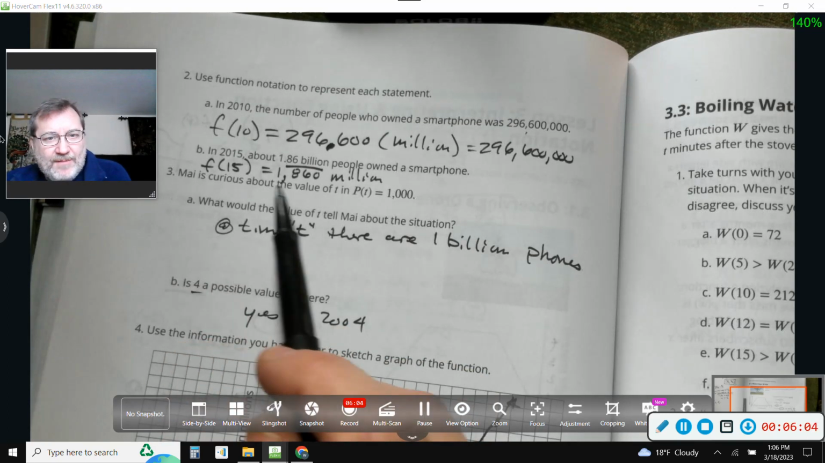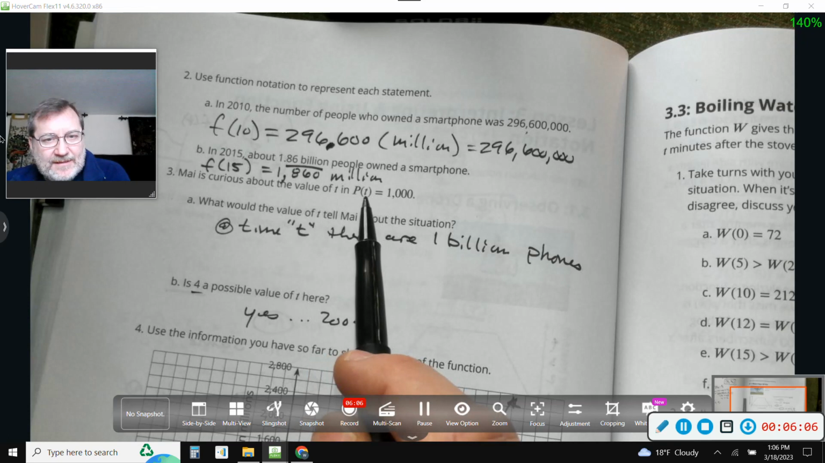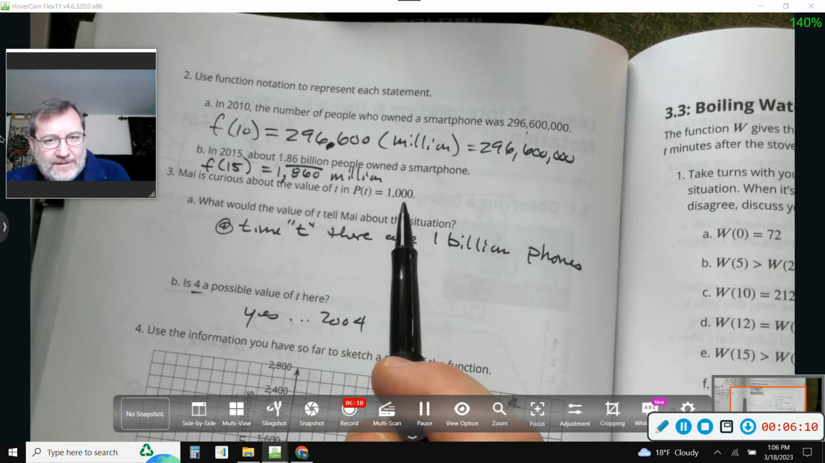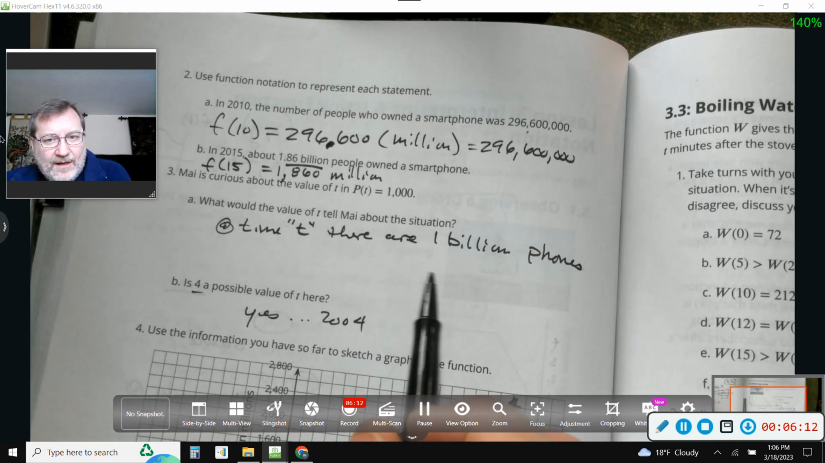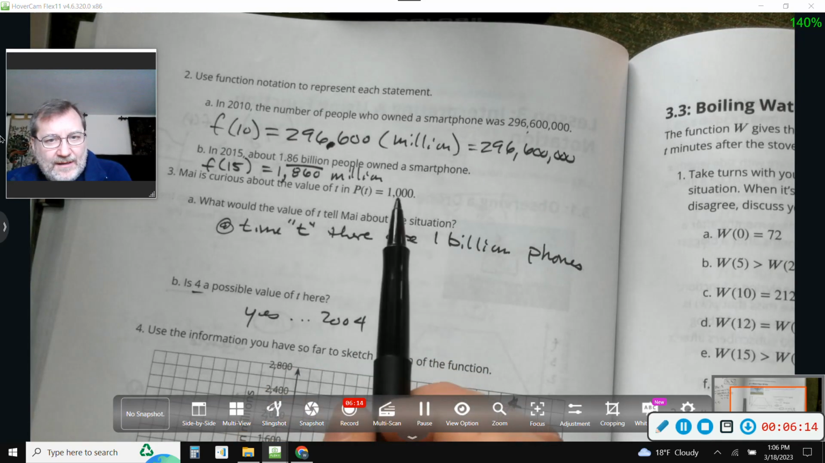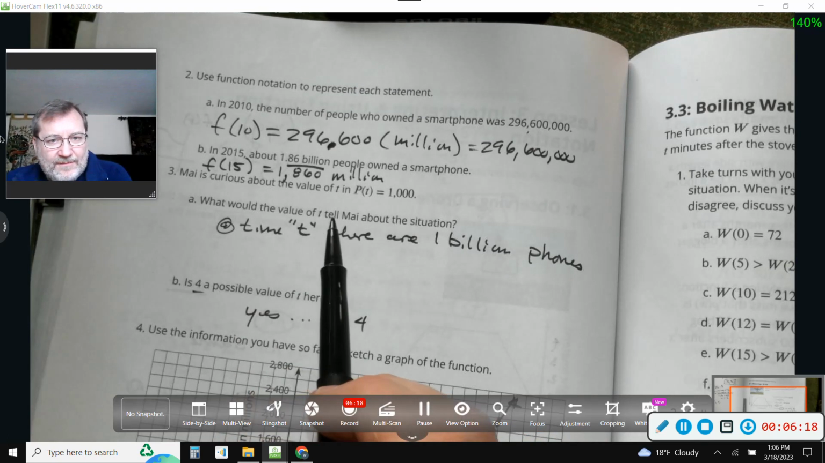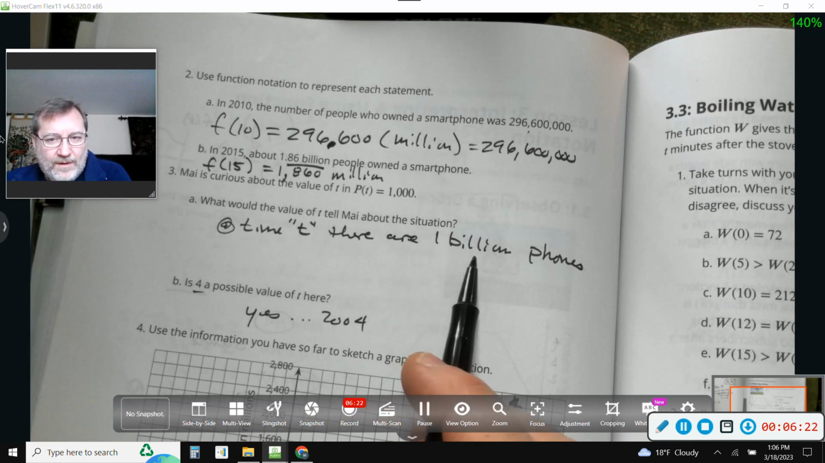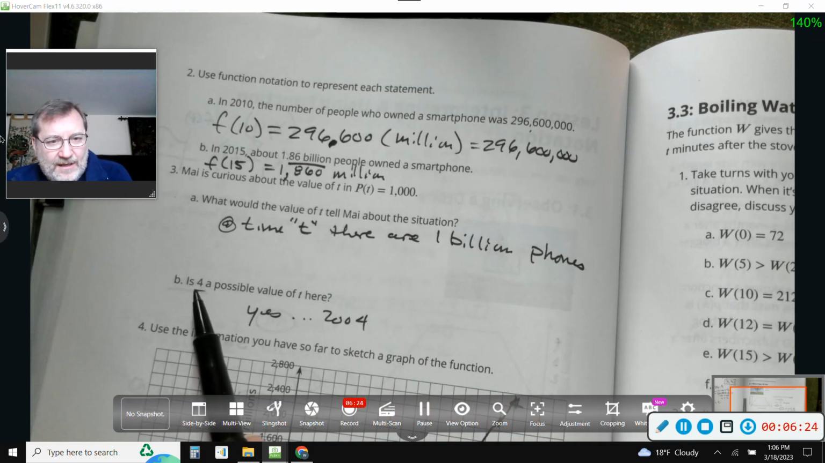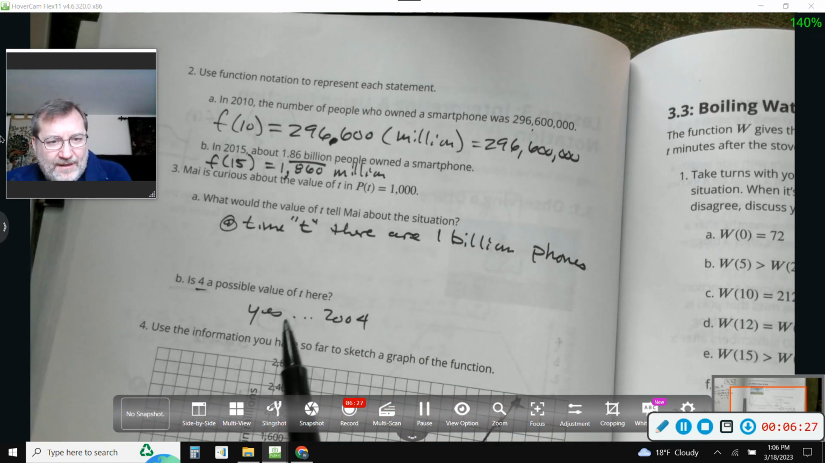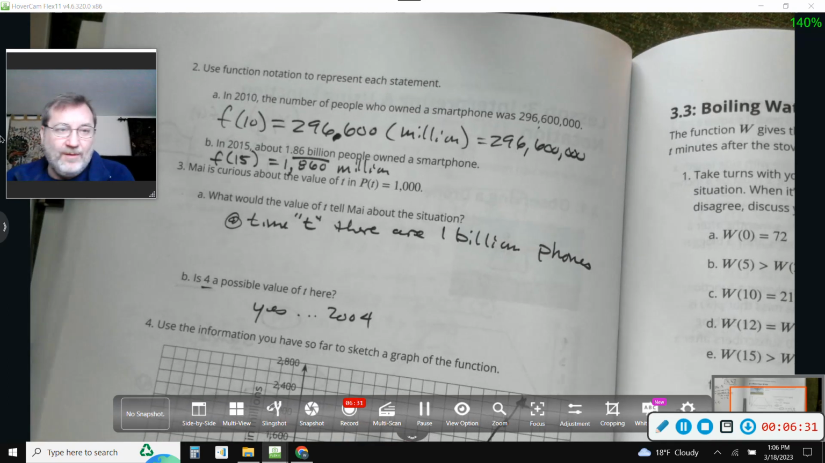Mai is curious about the value of t such that the number of cell phones at time t is 1,000, which is the same thing as, you have to realize that 1,000 million is a billion. So what's the value of t to tell Mai about the situation? It's the time t when there are 1 billion phones. Is 4 a possible value of t here? Yes, 2004, and that's assuming that, of course, cell phones were widely available in 2004.